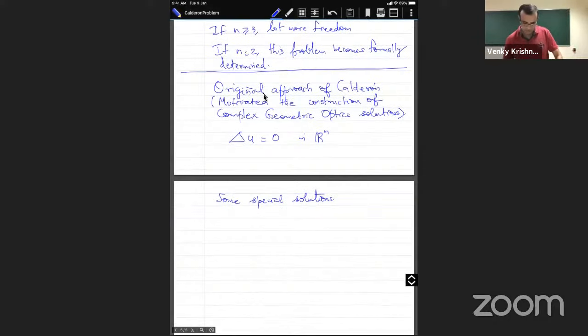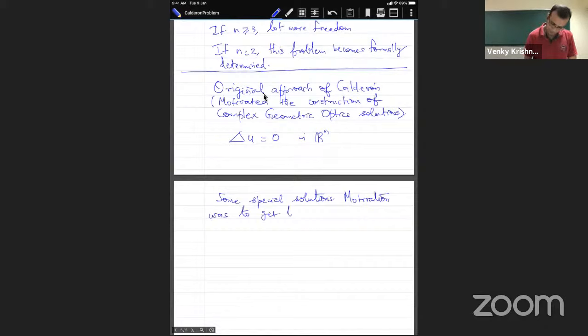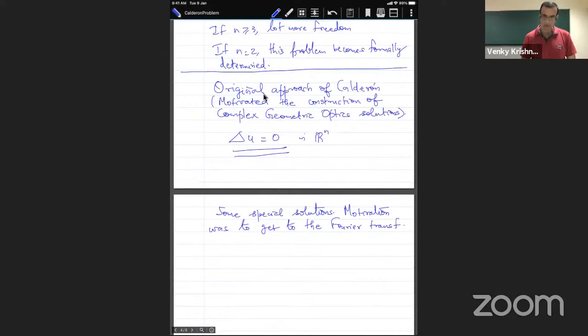So what is a special solution that he considered? The motivation for constructing these special solutions was to get to the Fourier transform. So this is the main motivation. Okay, so what are the special solutions that Calderon considered for Laplace u equal to 0 in Rn?